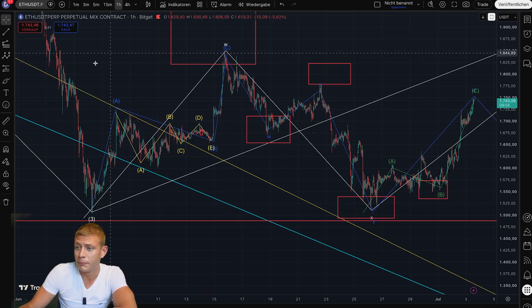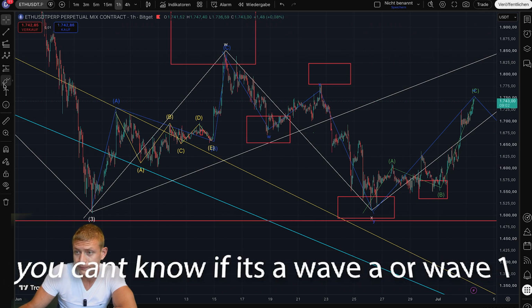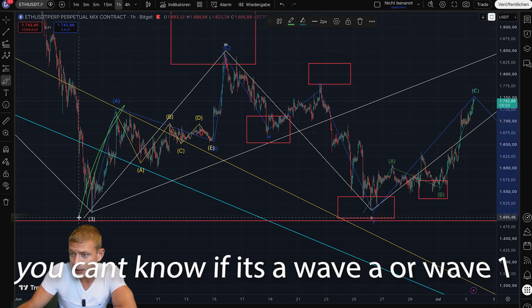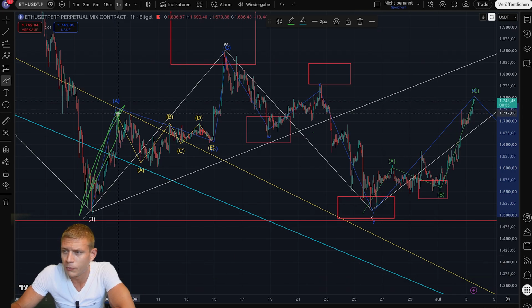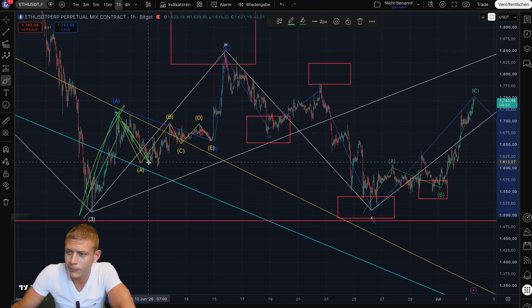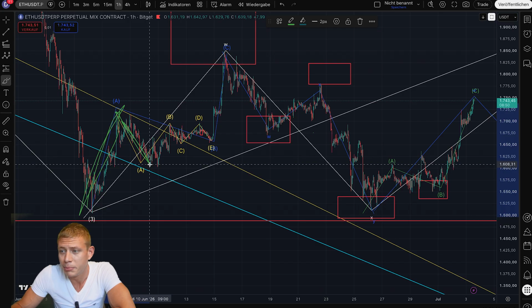Why is this important, you may ask yourself? Because once you see this impulse, you cannot know if it's an A wave or a wave 2, right? And then once you get this 3-wave move down, you don't know if this is an AB or a 1-2. You simply don't know it.